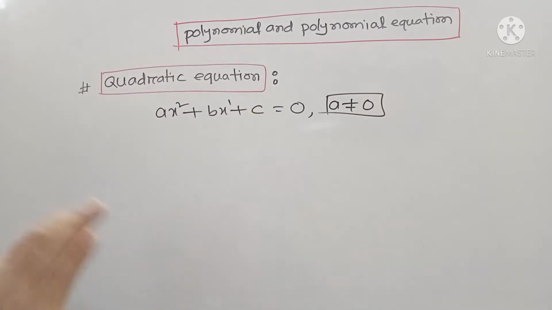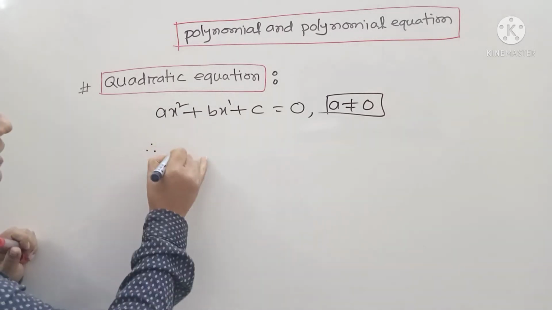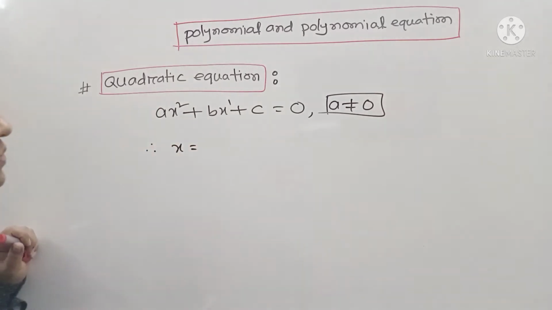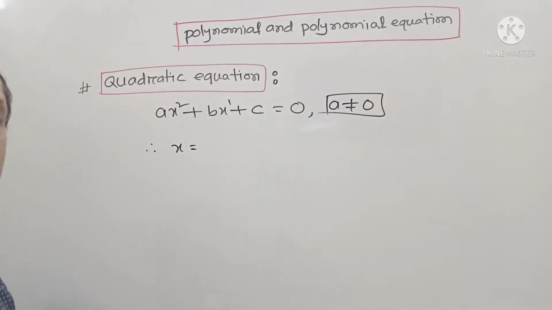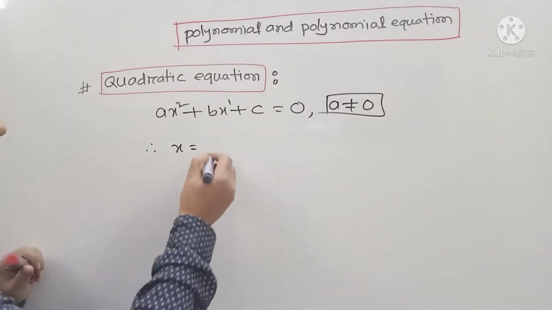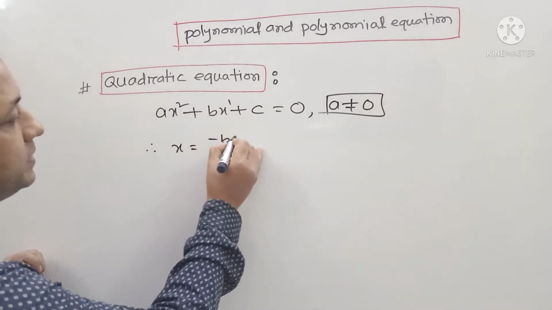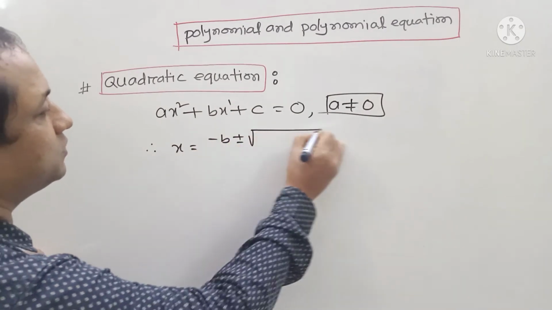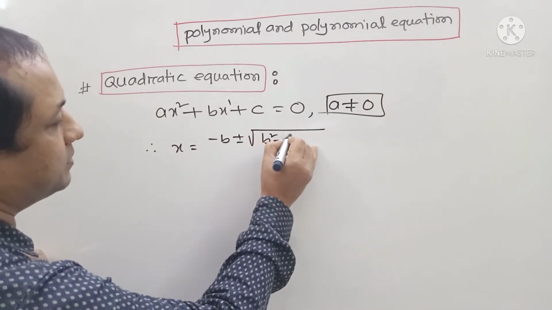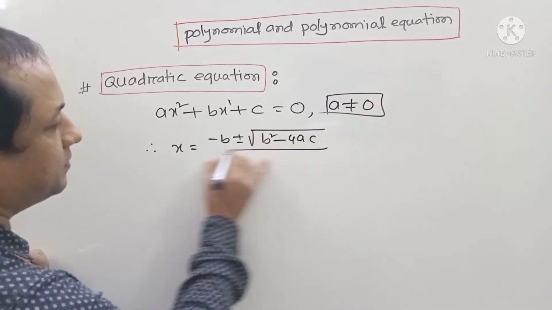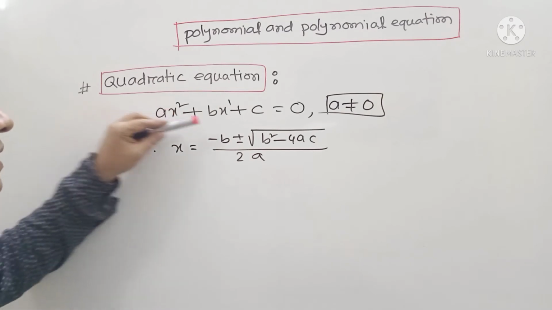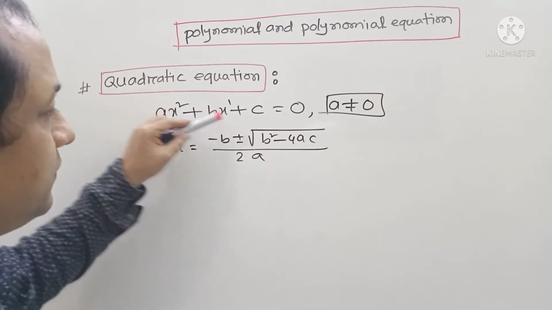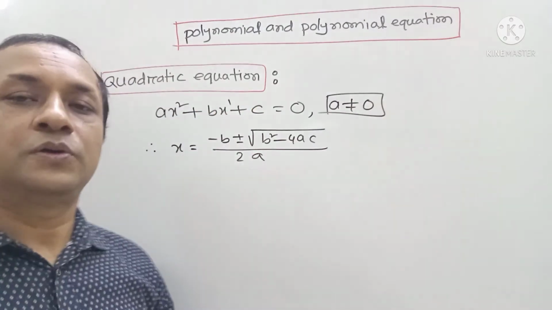So there are two values of x. You have learned, students, for ax squared plus bx plus c equals to 0, we know that x equals to minus b plus or minus the square root of b squared minus 4ac, over twice a. Here a is the coefficient of x squared, b is the coefficient of x, and c is only a constant.